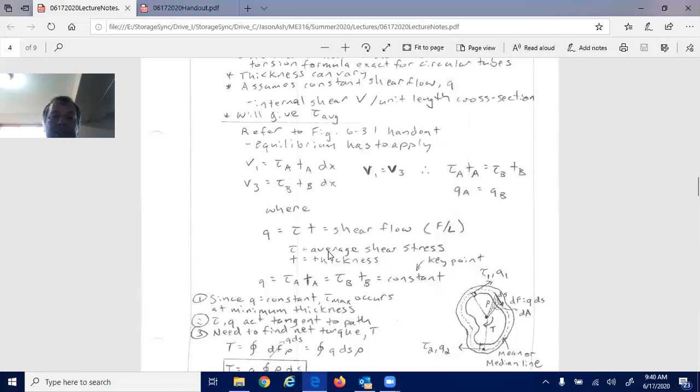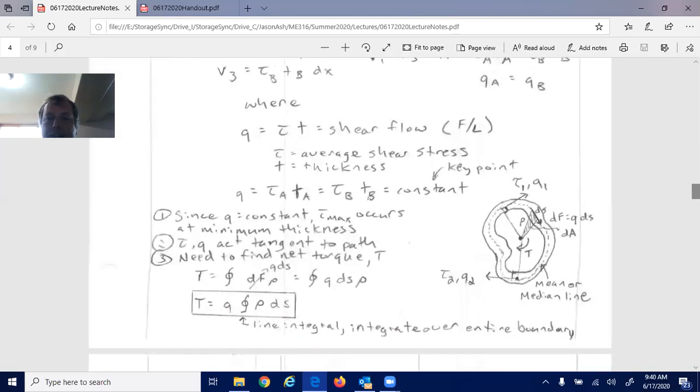Tau is your average shear stress through the thickness, and t is the thickness. The key point is that q_A is equal to q_B, so q, our shear flow, is equal at both locations, and so it is a constant. We're assuming that q is a constant for the cross section, and that's a key point in terms of being able to solve using the shear flow methodology.